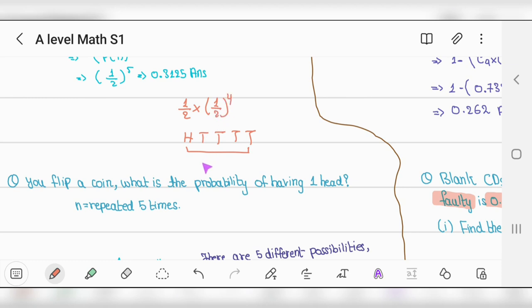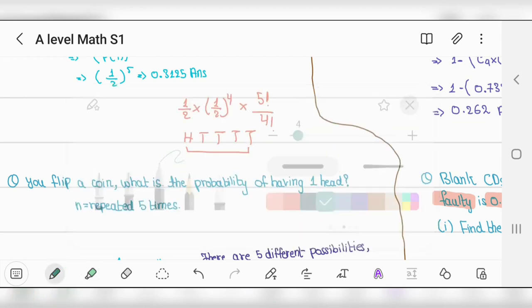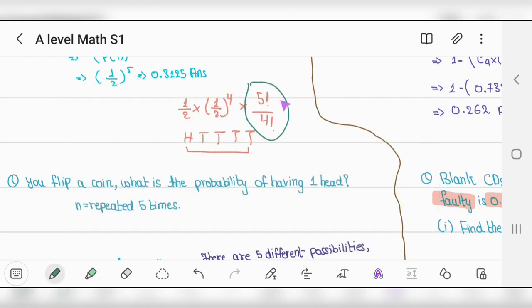Okay, now you're going to make an arrangement. H could be in here or in here or in here or in here. We don't know. So since we have to make an arrangement, it's going to be multiplied by 5 factorial upon 4 factorial. Or you could just write it down like this. You can just write it down like 5C1.